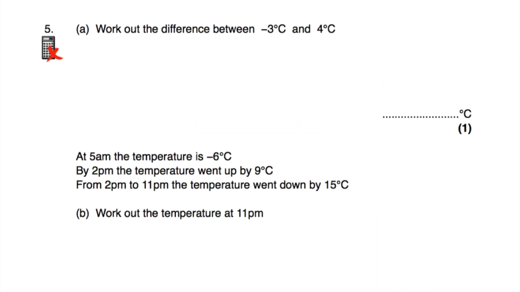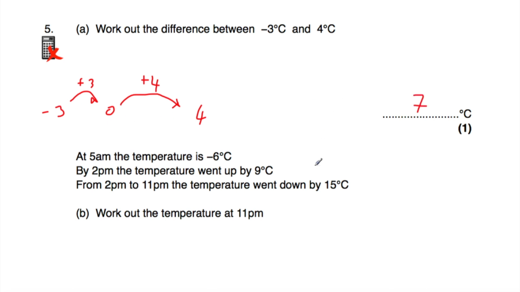So question number 5 says work out the difference between -3 degrees Celsius and 4 degrees Celsius. So again, we could treat it like a number line. So we've got -3 and 4. And to get from -3 to 4, we could add 3 to get to 0, and then we would add 4 to get to 4. So that means we would add 7 altogether, because 3 plus 4 is equal to 7. So the difference between those two numbers is 7 degrees Celsius.